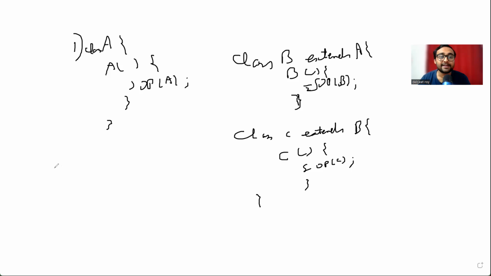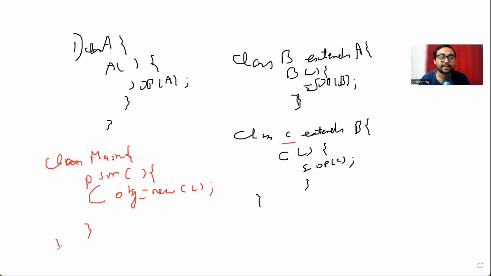Now, let me erase this once, and write my main class. Let's suppose I'm writing class Main. This is my main class, and within that I'm writing public static void main. Within that, I'm creating an object for this class. Let's suppose I'm writing C obj equal to new C. Then what will be my output?